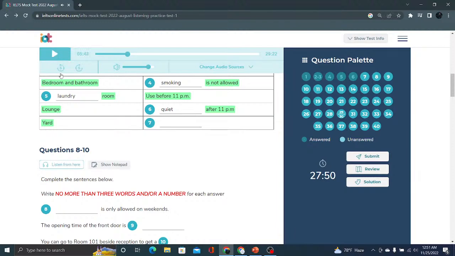Okay. So no parking, as she was saying that we do not allow parking in our yard. Okay, so the answer would be no parking.